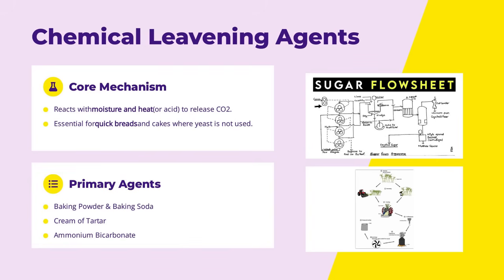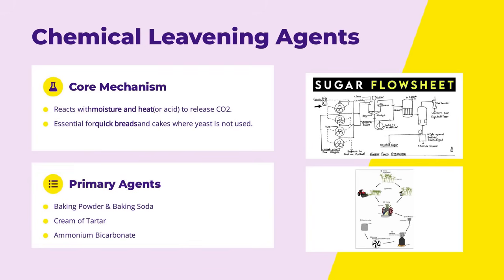The slide also lists the major chemical leavening agents. These include baking powder, baking soda, cream of tartar, and ammonium bicarbonate. Each of these ingredients has its own mechanism of releasing carbon dioxide and is selected according to the type of bakery product being prepared. Chemical leavening agents make bakery production faster because they eliminate the need for long fermentation periods.